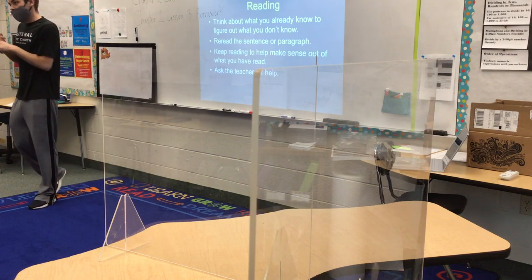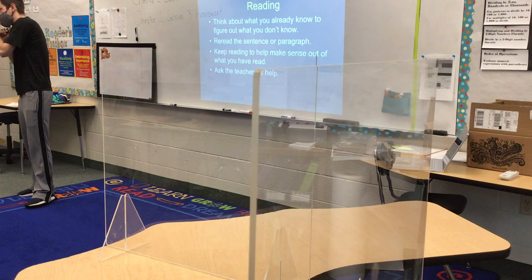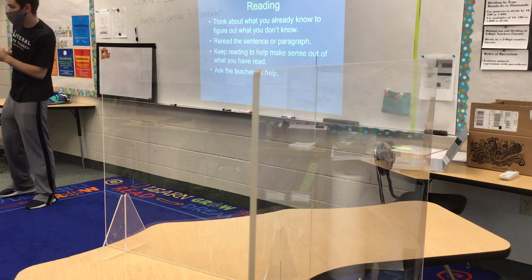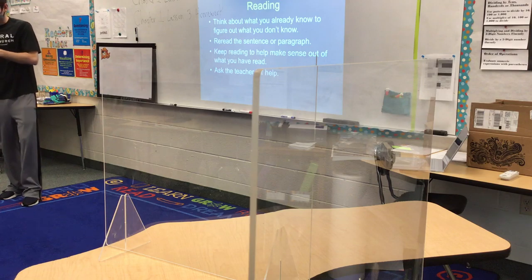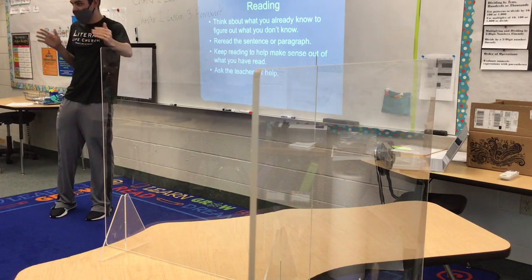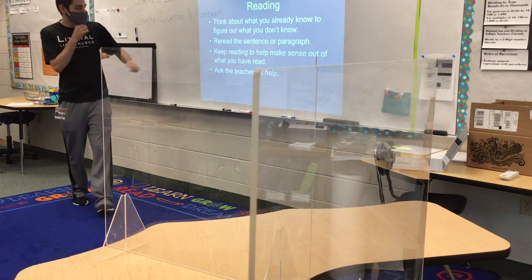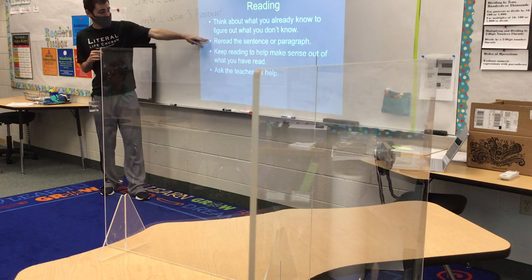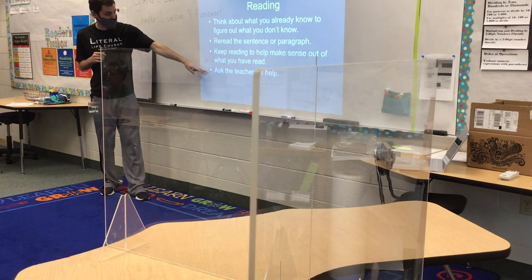Keep reading to make sense out of what you have read. So maybe it doesn't make sense in the moment, but in the next paragraph, they will answer your questions. They'll answer what doesn't make sense to you. And it's just been laid out that way in the way that the writer wrote the text. So sometimes reading on can help you. But if the reading on doesn't help you, go back to this one. Reread the sentence or paragraph and see if it helps.